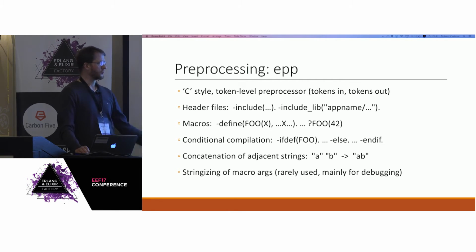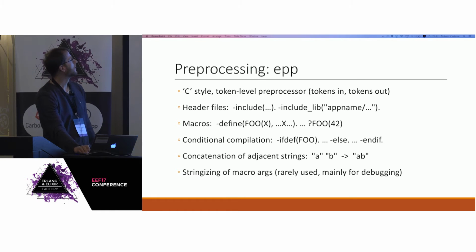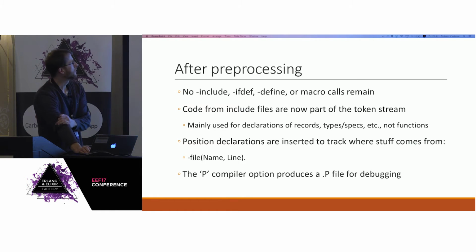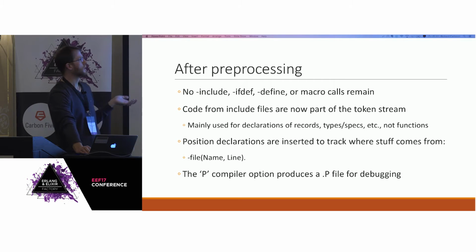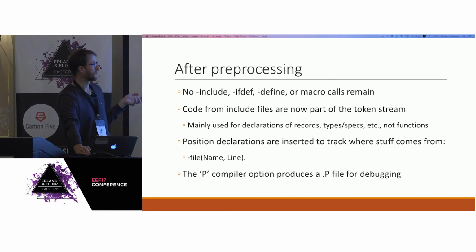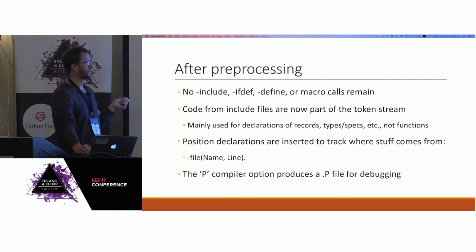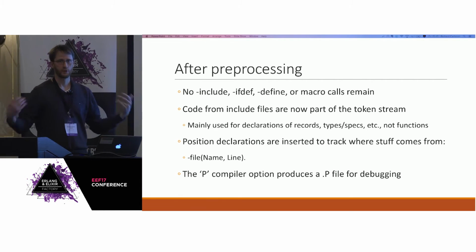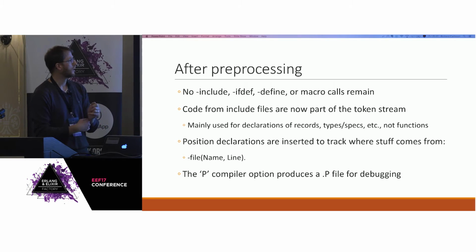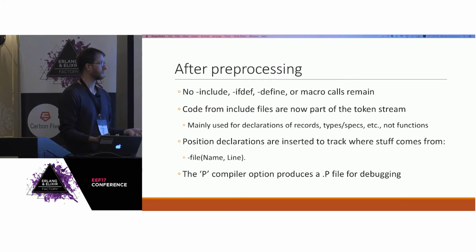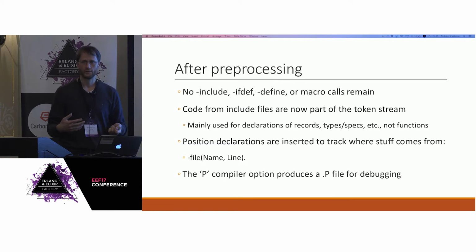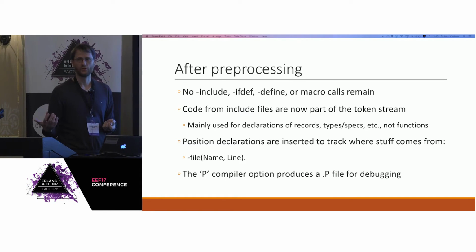So this runs on your token stream, and after that has happened, there are no includes or ifdefs or defines or macro calls left in this token stream. All the code that was in include files is now part of the token stream. So include files are mainly used for declarations of, like, records, types, specs, etc. It's generally a bad idea to put functions in include files. It tends to screw things up sooner or later.